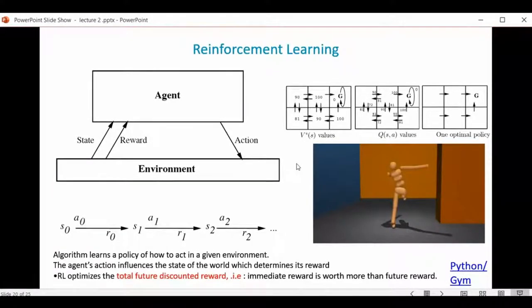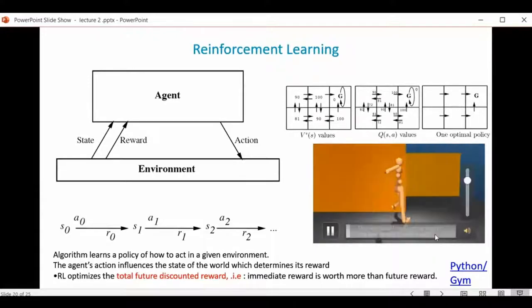Another type of machine learning algorithm is nearly a class of its own. It doesn't really fall into supervised learning. It's reinforcement learning. It's kind of related to what we were talking about with genetic algorithms, where it comes up with its own solutions to a problem. It basically learns a policy of how to act in a given environment. So it learns from experience.